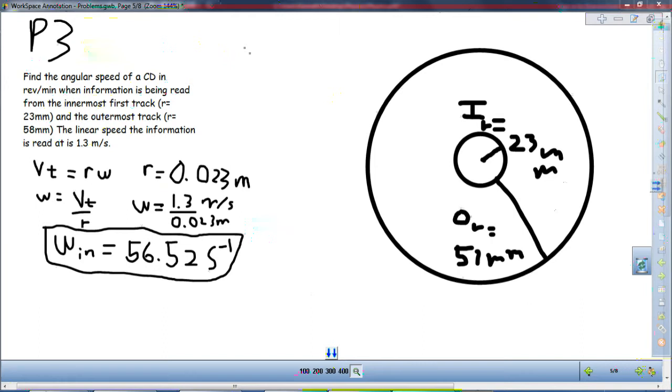So first, the way you want to approach this is you want to start with the innermost track radius of 23 millimeters, or 0.023 meters if you want to convert it, and use a linear speed of 1.3 meters per second. So start out with the bridge equation. Tangential velocity equals radius times omega. Isolate omega. Since you know tangential velocity and radius, plug in your numbers, and you get initial omega as 56.52 inverse seconds.